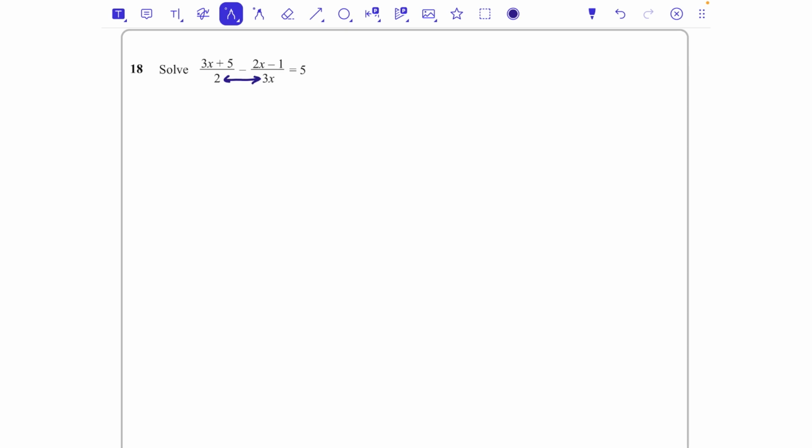When you multiply them together, because you've timesed this 2 by 3x, you also need to times the top by 3x, and because you've timesed this 3x by 2, you also need to times the top by 2. So it makes this kind of shape where you're multiplying out. So I'm going to do 3x, lots of 3x add 5, over 6x, minus, and then over here, be really careful because it's 2 lots of 2x minus 1 over 6x.